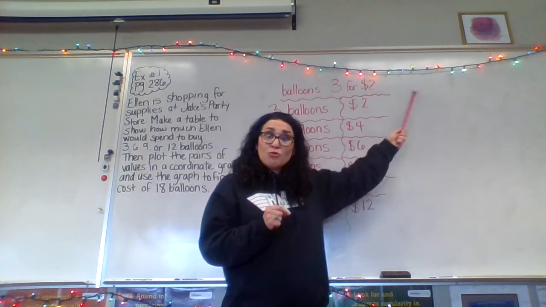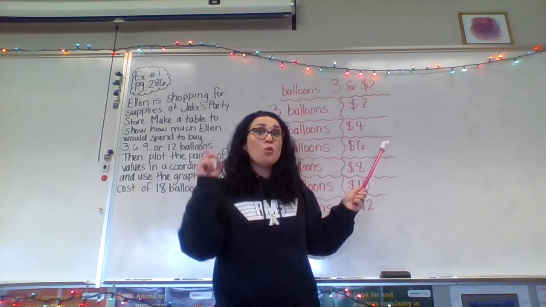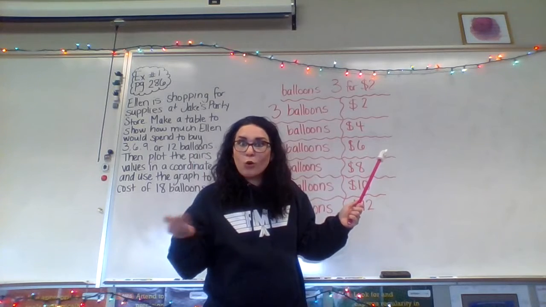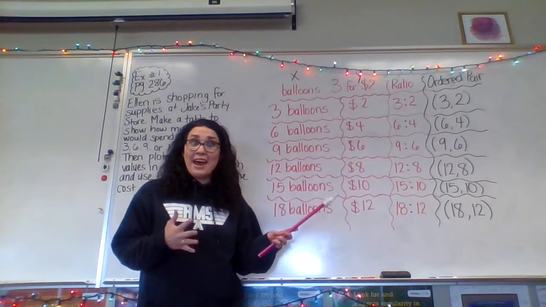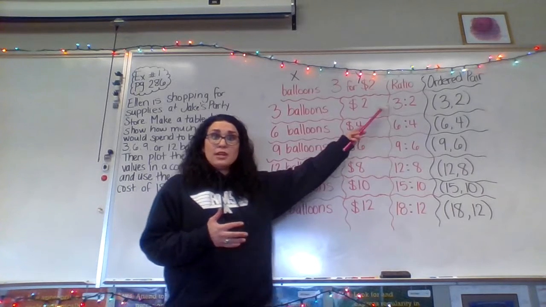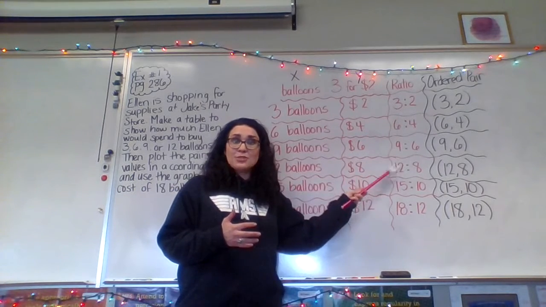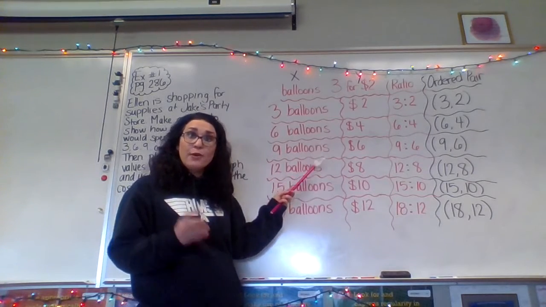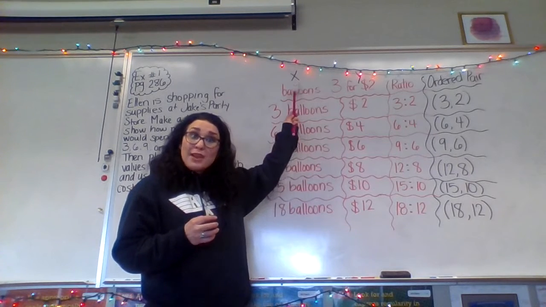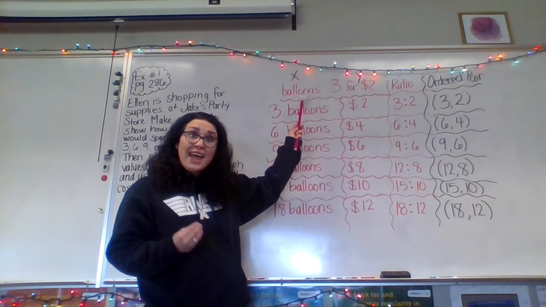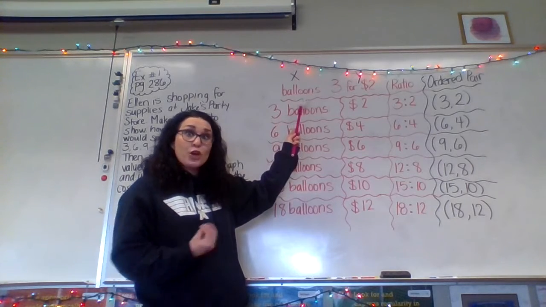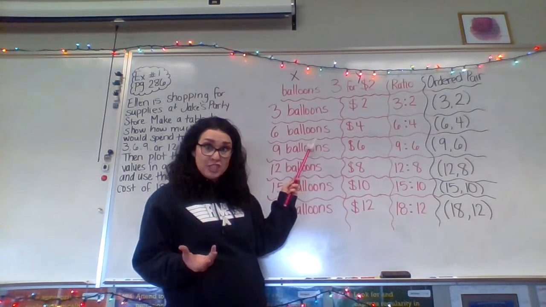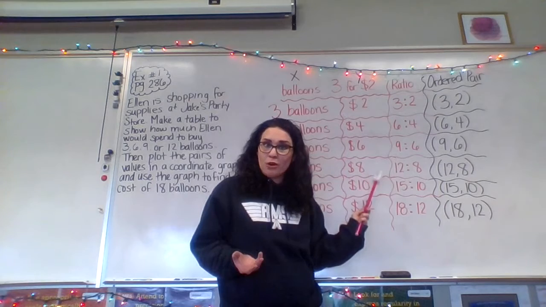Now what I'm going to do is write what the ratio is next to each row, using our little colon, and next to that, write the ordered pair. So here's the new information we've added to our table. The ratios we could just write as 3 to 2, 6 to 4, 9 to 6, 12 to 8, 15 to 10, 18 to 12. I got that same information from our table. But like we were just saying, balloons would be your X coordinate because we can think of that as your independent variable, or your input. And the price is dependent on how many balloons you purchase, so this would be our dependent variable, or our output.